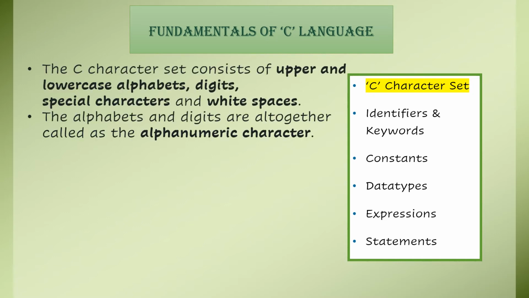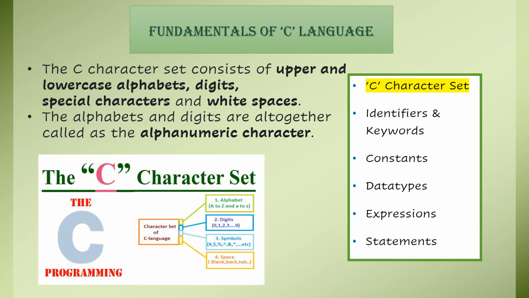So here we have the C character set, and the C character set consists of uppercase and lowercase alphabets, digits, special characters and white spaces. The alphabets and digits are all together called the alphanumeric characters. And here we have a character set like this. We have alphabets A to Z, capital and in lower case, digits 0 to 9, and different symbols, and then spaces like backspace, tab, blank. These all come under C character set, and this is a part of fundamentals of C language.